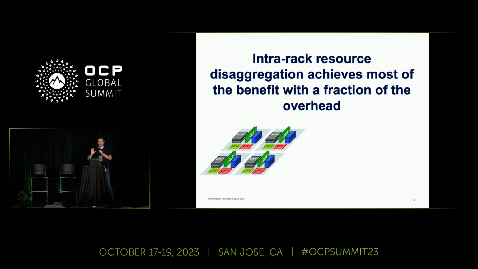So I'm going to make the bold claim that I don't have time to support, but we have papers about it. We have a couple of papers that, based on the analysis of these systems and what we've profiled as workloads, show that intra-rack resource disaggregation is enough to get most of the benefit. And what I mean by that is sharing resources only within the rack and not even across racks, although we could expand to that, not even across the system.